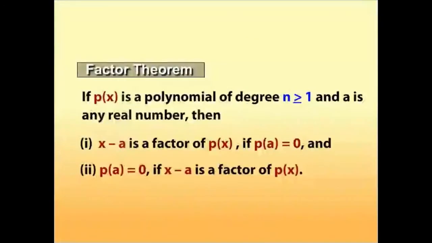Next, we'll discuss the factor theorem. If p of x is a polynomial of degree n greater than or equal to 1 and a is any real number, then x minus a is a factor of p of x if p of a equal to 0, and p of a equals 0 if x minus a is a factor of p of x.